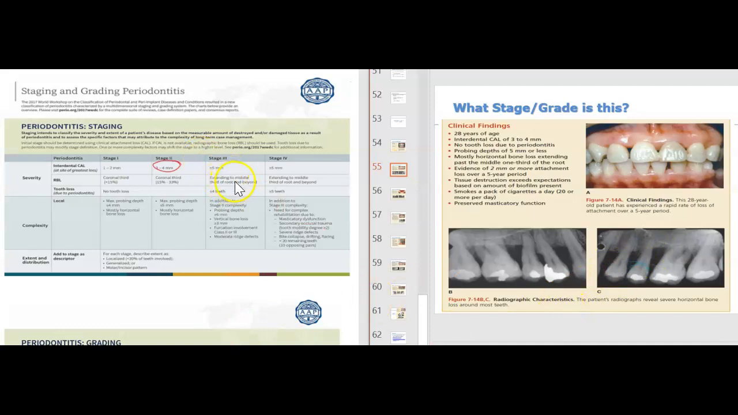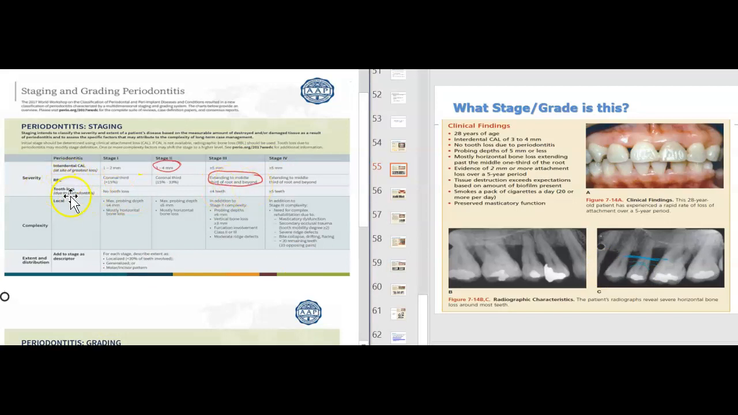If it's extending to the middle third of the root and beyond, so if the bone level was here or less, or beyond, then you would circle this section over here. And that's what we see here. We see that it's past the middle section. The radiographic bone level has passed that middle section. And so I'm going to circle this one. It has extended to the middle third of the root and beyond.